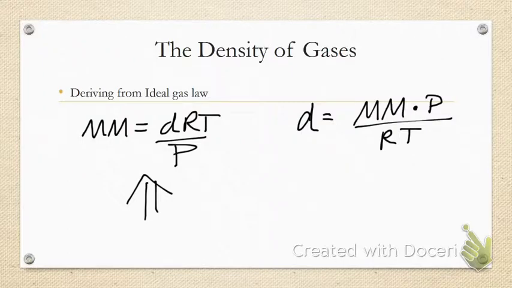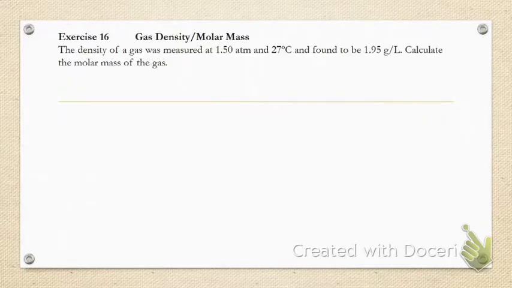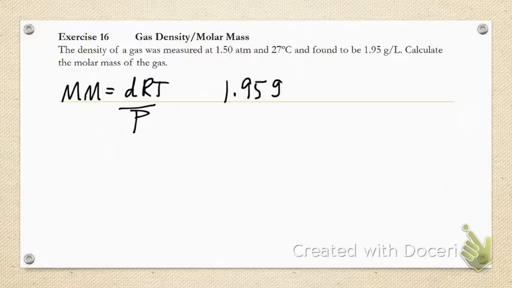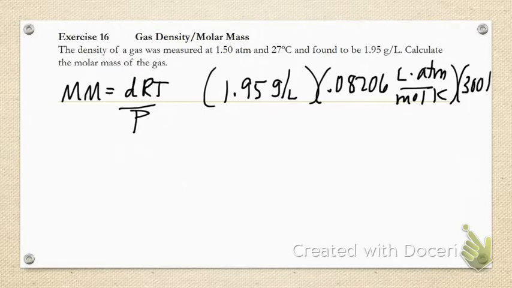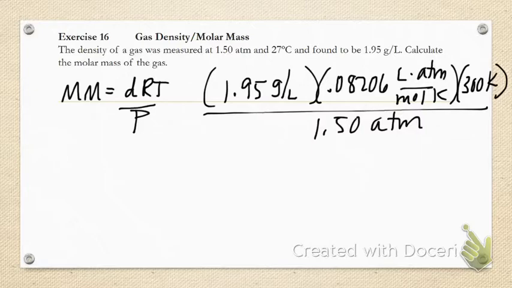Okay? So that, of course, means that we are going to work a problem. All right, so we have the density of the gas measured to be 1.95 at those conditions. Calculate the molar mass. So we're going to say molar mass equals dRT over P. Now we just plug it in, and we say 1.95 grams per liter, 0.08206 liters atmosphere, and then our temperature, 27 degrees Celsius is 300 Kelvin, and then 1.50 atm.